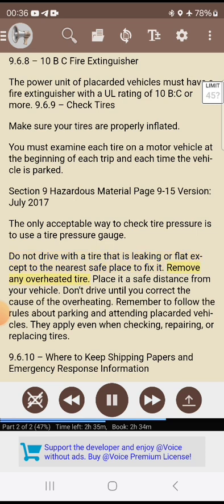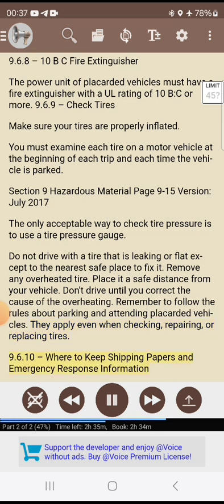Remove any overheated tire. Place it a safe distance from your vehicle. Don't drive until you correct the cause of the overheating. Remember to follow the rules about parking and attending placarded vehicles. They apply even when checking, repairing, or replacing tires.